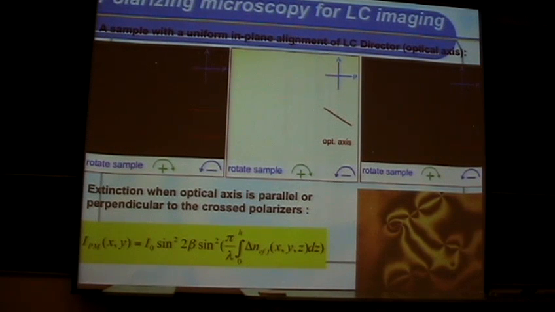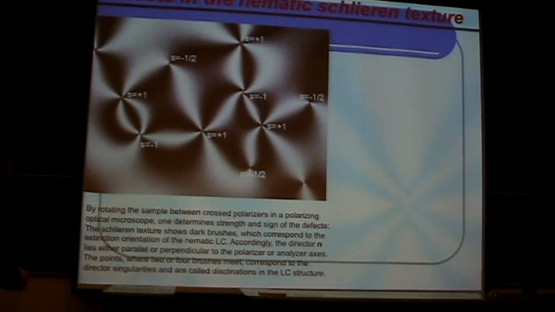Likewise, it's also not possible to distinguish the different mutually orthogonal optical axis orientations at the intermediate angles. And so, for example, if you have a polarizing microscopy texture with many different defects, such as those shown here, it's not possible to find out the sign of the strength of those defect lines based on a single image of this kind.